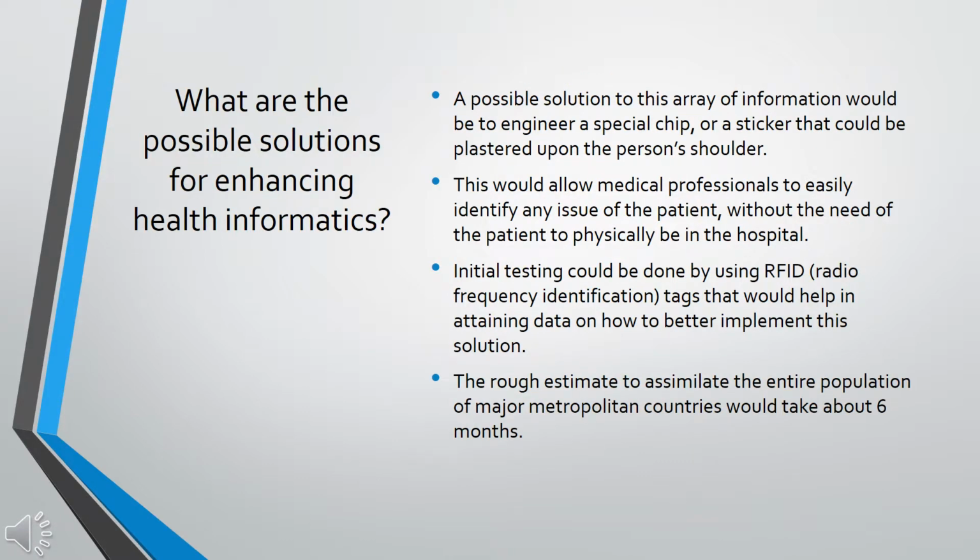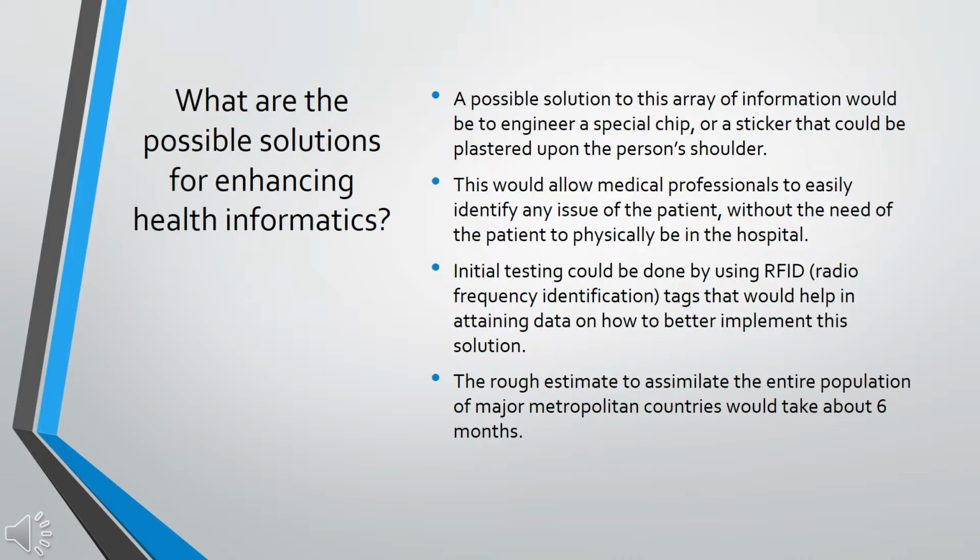What are the possible solutions for enhancing health informatics? A possible solution to this array of information would be to engineer a special chip or a sticker that could be plastered upon the person's shoulder. This would allow medical professionals to easily identify any issue of the patient without the need for the patient to physically be in the hospital. Initial testing could be done by using RFID, radio frequency identification tags, that would help in attaining data on how to better implement the solution.